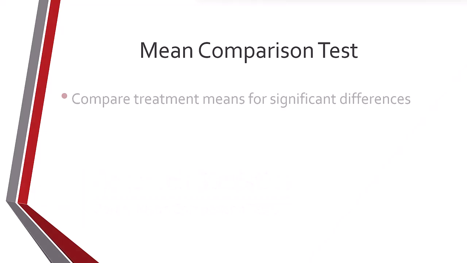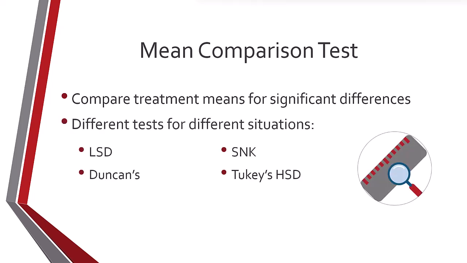Also known as a mean separation test, we compare treatment means to determine what differences are significant. ARM has a variety of mean comparison tests to choose from, for different situations and research types. The most common ones are LSD, Duncan's new MRT, Student Newman-Keuls, and Tukey's HSD.